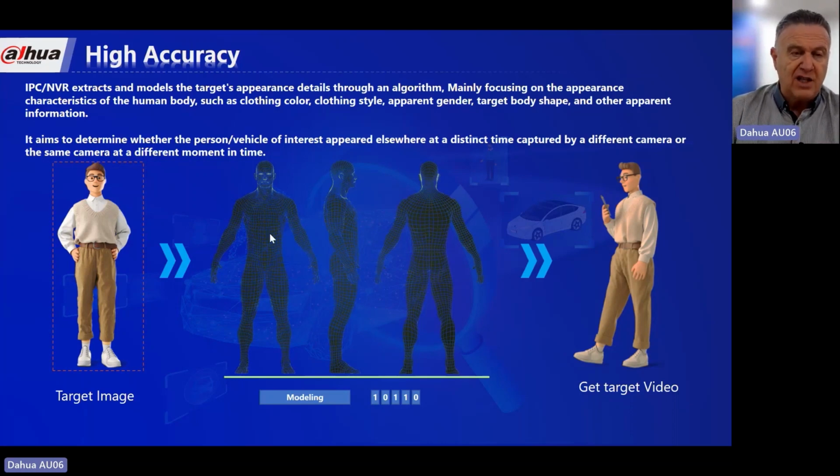So on the left-hand side, that's a target image. That's the person of interest that I'm looking for. There is modeling done through the NVR and its AI capabilities. And then it extracts the target images.